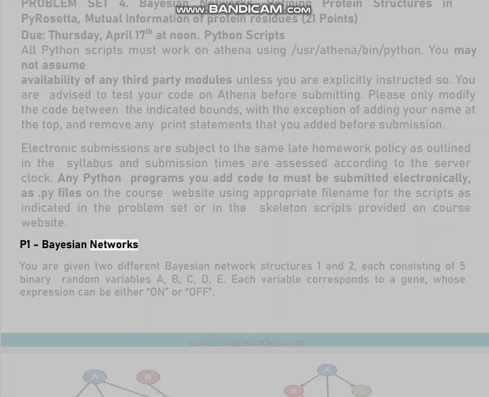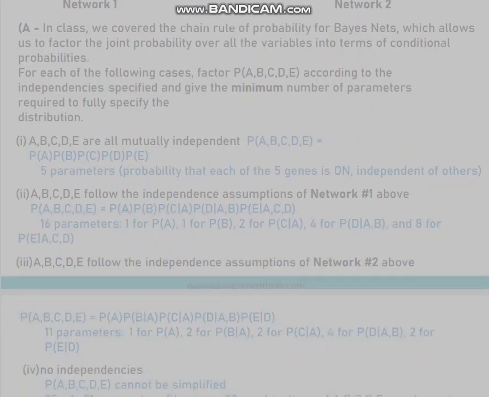P1: Bayesian networks. You are given two different Bayesian network structures, 1 and 2, each consisting of 5 binary random variables A, B, C, D, E. Each variable corresponds to a gene, whose expression can be either ON or OFF. Network 1, Network 2.